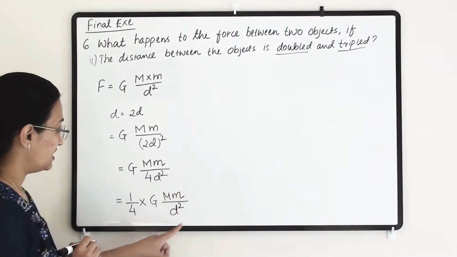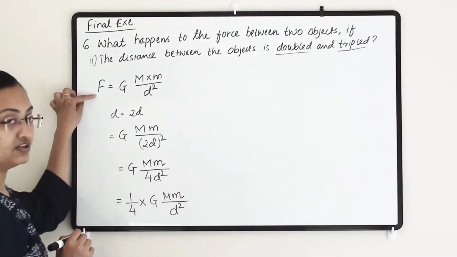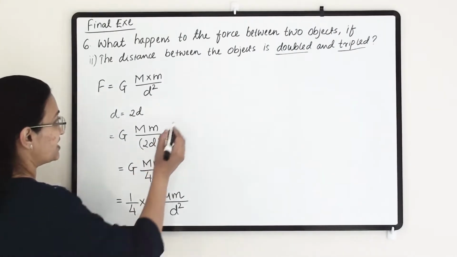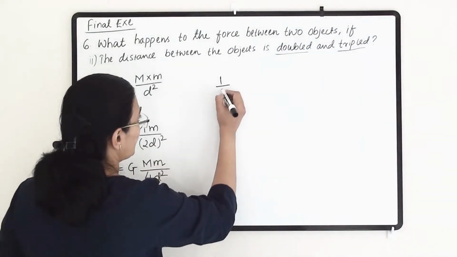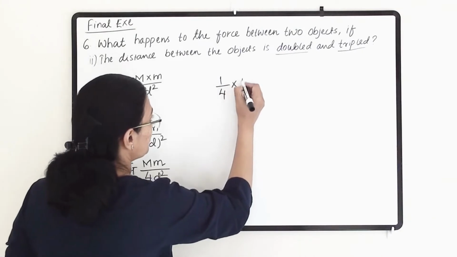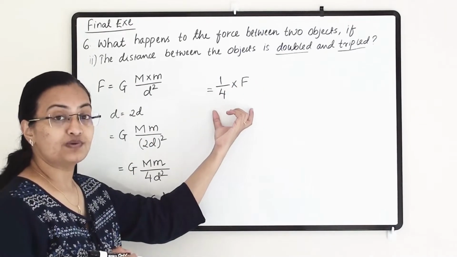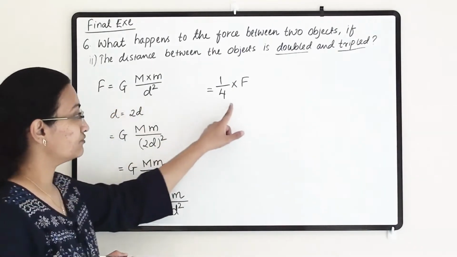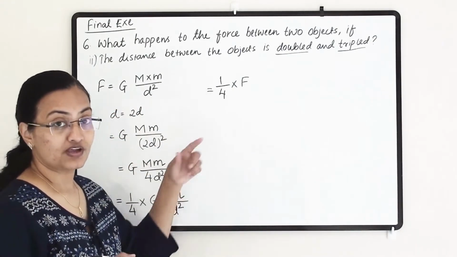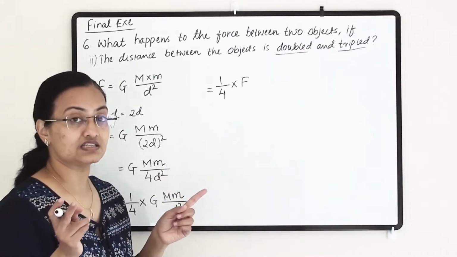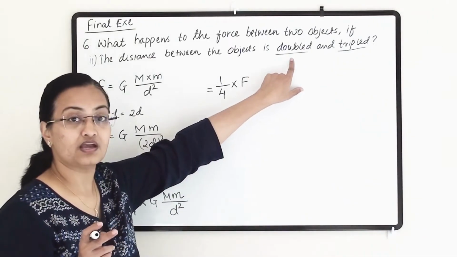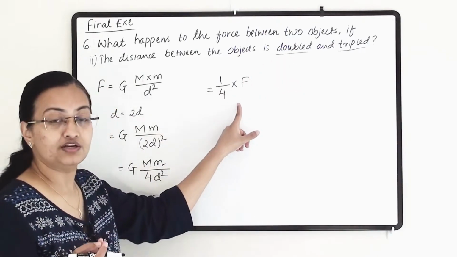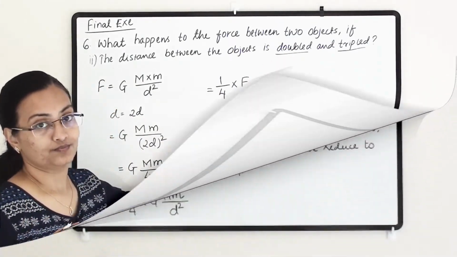So 1 divided by 4 into G capital M and small m divided by D square. Now this equation represents the force acting between two objects. So we can write here 1 divided by 4 into F. So the force has become 1/4 here. Earlier the force was this and now the force has become 1/4. So as we are increasing the distance, and specifically when we are making the distance double, our force will be reduced to 1/4.